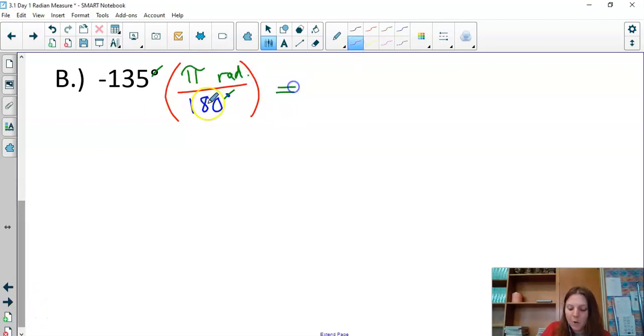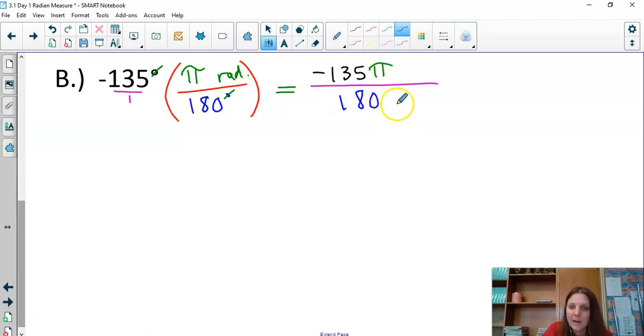If it helps you to view this as a fraction, you can certainly make this negative 135/1. I'm doing that small so that you know it wasn't originally like that. And now I'm going to multiply. So negative 135 times pi is negative 135 pi. 1 times 180, of course, is 180. So that's it. Now I just need to reduce.